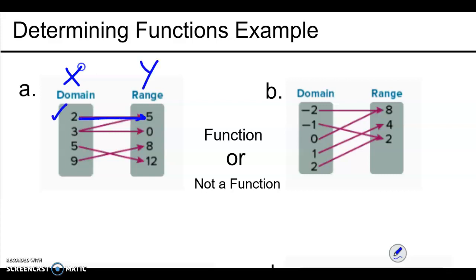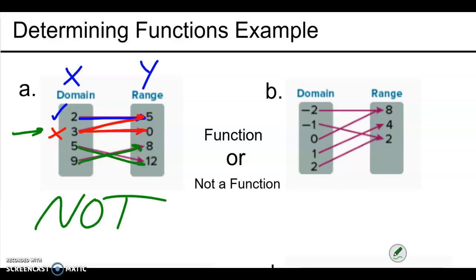That's good. Here I've got the 3 going to 5 and 0. That cannot happen. I can't have an x value that goes to two different y's, and we just talked about why that is in that last example. So once that happens, it is not a function. It doesn't matter what the rest of them are. And actually the 5 and the 9 are good. Those are both okay, but it does not matter.